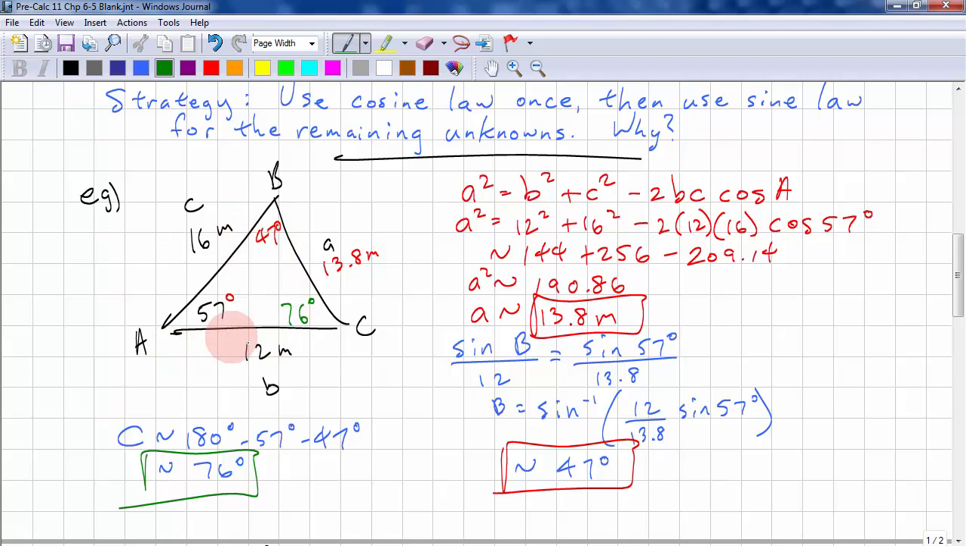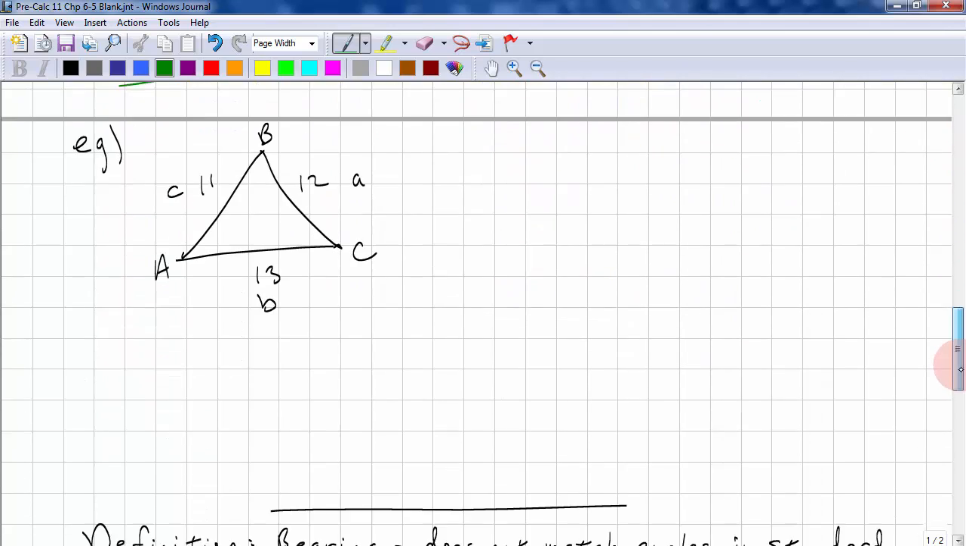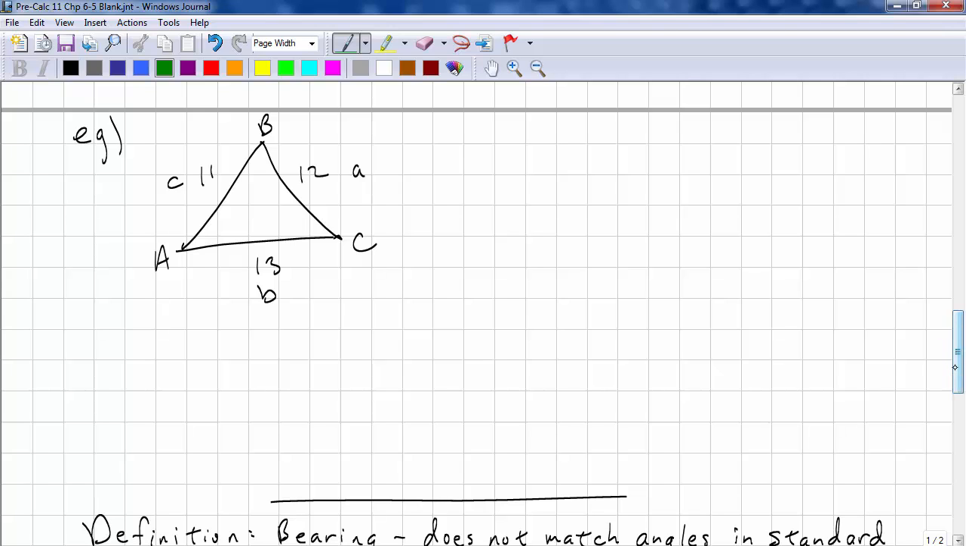Note, you cannot rely on the triangle to be exact measurements. It's not a scaled drawing. Okay, let's look at another example. This time we have side, side, side. So we need to find one angle to get started.